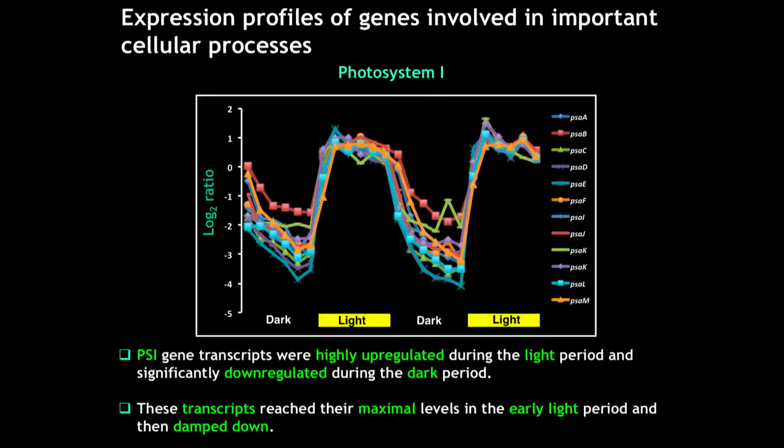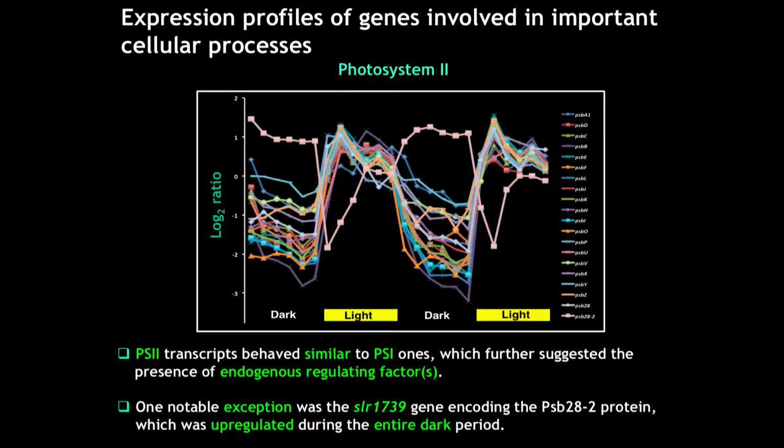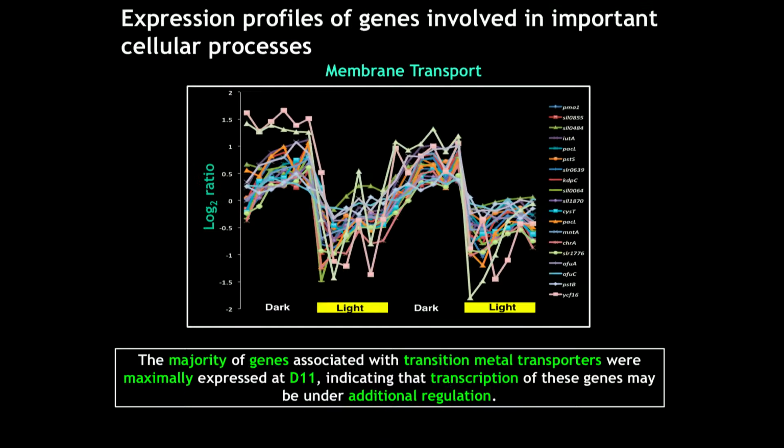Photosystem 1, what do you expect? The genes will be upregulated in light, and you could see they are peaking here at the beginning of the light period, right? Photosystem 2, maybe the same. There are one or few exceptions.